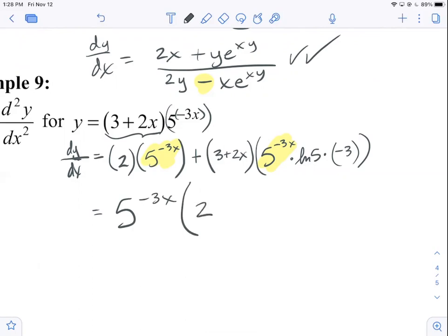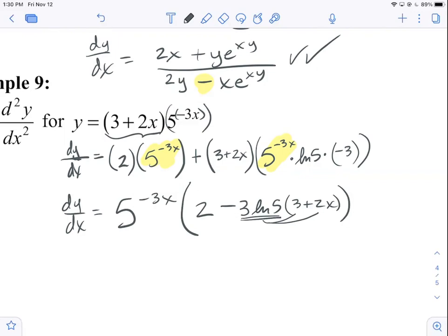In the first term, there's really only a 2 that's left. And in the second term, we get a minus 3 natural log of 5 times the quantity 3 plus 2x, close. And I'll bring dy dx down again. All right, now it's up to you whether you want to take this and distribute it. What do you think? Would you be okay taking the derivative like that, or would you be more comfortable distributing it?